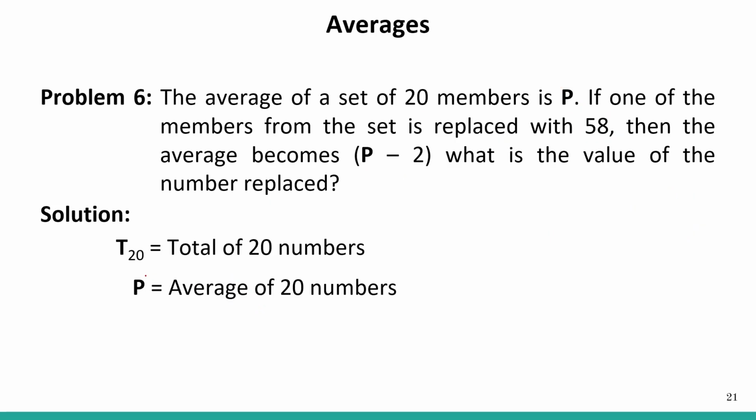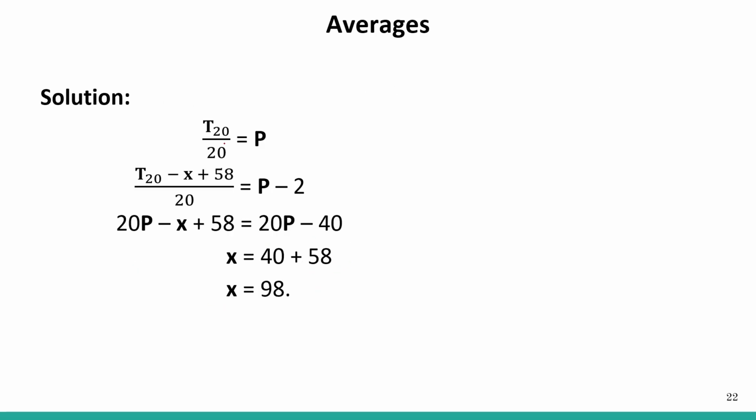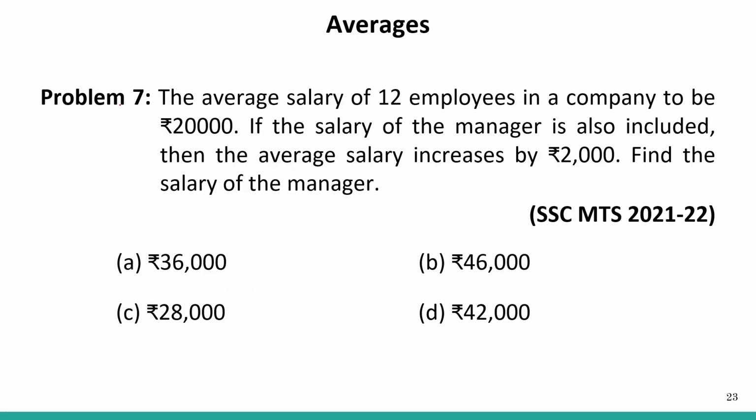So let's see. T20 is the total of 20 numbers, and P is the average of 20 numbers. So T20 by 20 is equal to P. T20 minus x plus 58 by 20 is equal to P minus 2. So 20P minus x plus 58 is equal to 20P minus 40. So x is equal to 40 plus 58, so x is equal to 98. Okay, so let's see problem number 7.